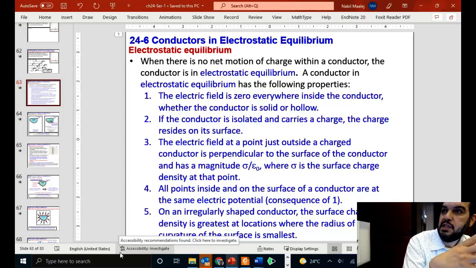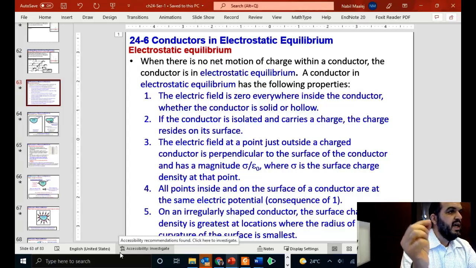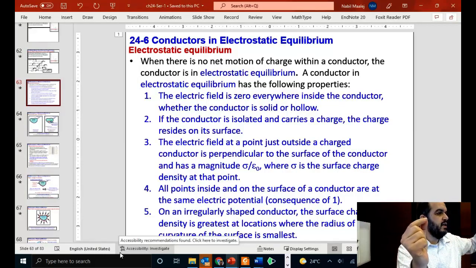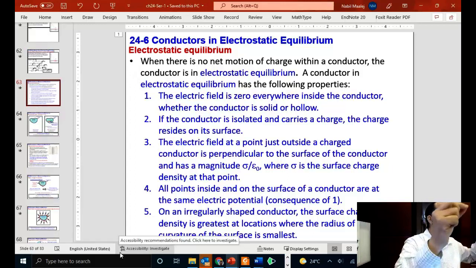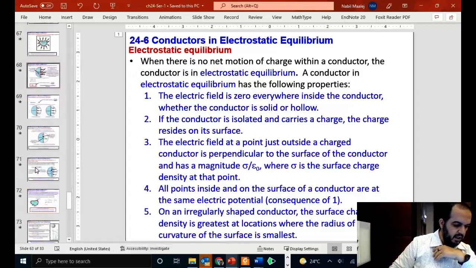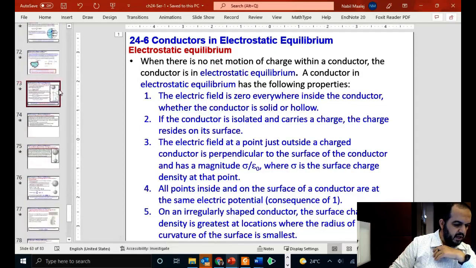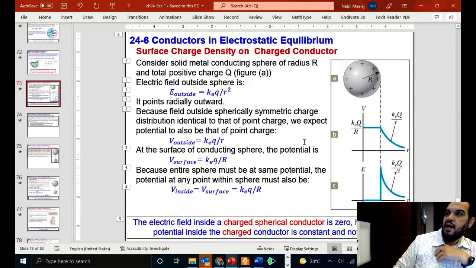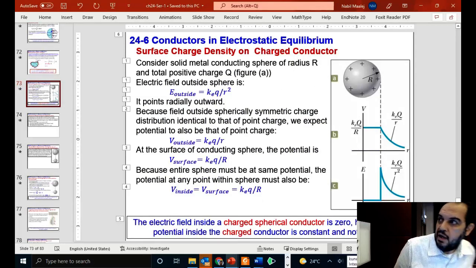What else did we mention? Okay. Yes, we said that any two points on the conductor have the same potential. So if you measure the voltage at any point on the conductor, it will be the same voltage. Okay, so there will be no difference of potential or voltage difference if you are on any two points on that conductor.